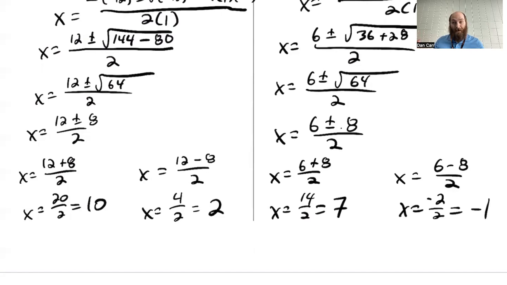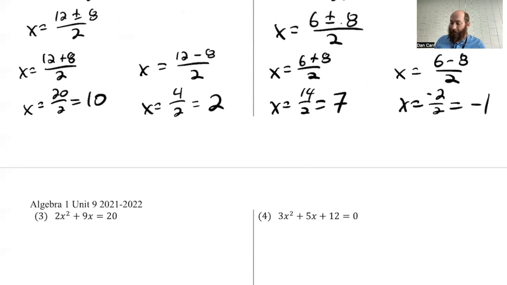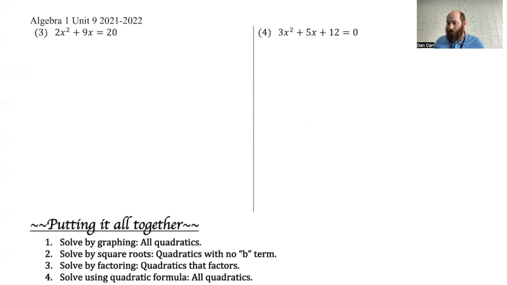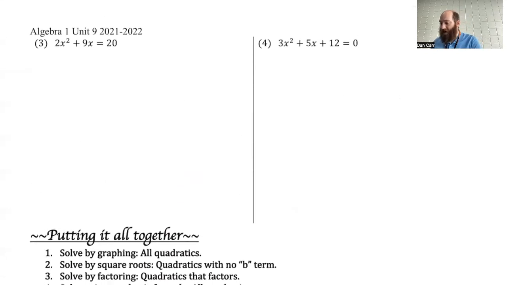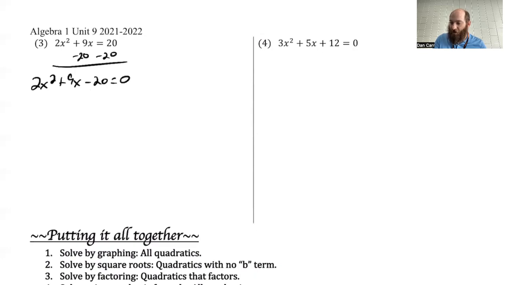All right, that's it. So on this one, we might get a couple of answers that are not going to work out nice and neat like these last 2 did. But we're still going to work through just like we have already. First step, we'll subtract 20 from both sides. So 2x squared plus 9x minus 20 equals 0.